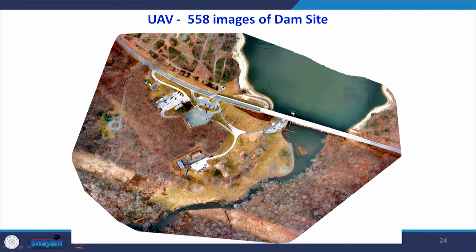This is the actual image: 558 images of a dam site in the US, and a mosaic has been created, a seamless mosaic. You can't see the joints, and they are all georeferenced with real coordinate systems. So, one can see the reservoir very clearly, the dam site, and also the downstream of the dam. This kind of image is really very helpful from the planning, maintenance, and operational points of view of the reservoir.